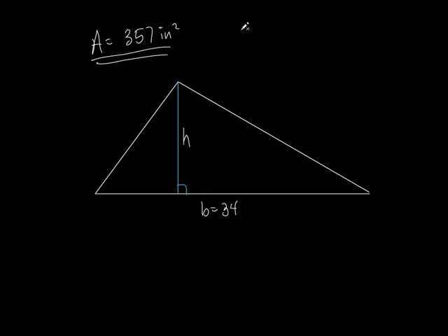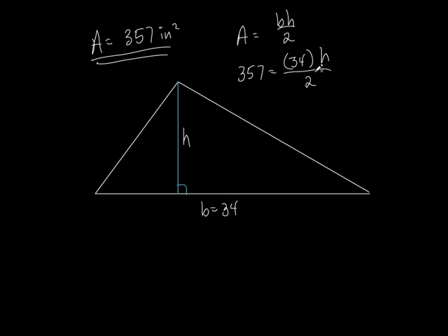So let's write down our formula. I think that's always the best thing to do. Area is 1/2, or you could go base times height divided by 2, whatever is more comfortable for you. So we're going to plug some stuff in now. What do we know? We know the area. So 357 equals the base. Do we know the base? Yes, it's 34, times what? H, for height, divided by 2.